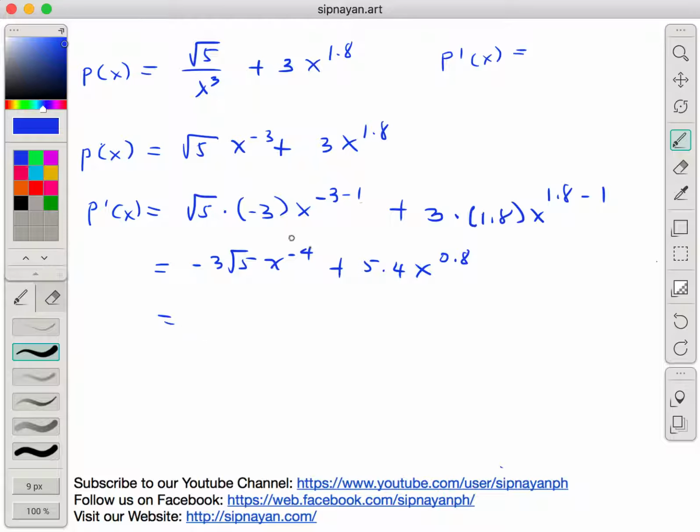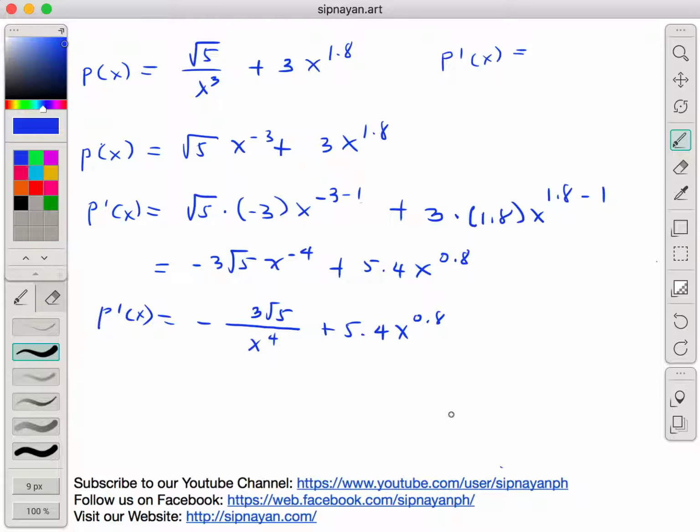Simplify. We have a negative exponent. Dito wala. So, babalik natin to. Para maging positive siya, babalik natin siya sa baba. Gagawin natin siyang denominator. So, x to the 4th. Ang matitira sa taas ay 3 square root of 5. Andito yung negative natin. No? Pag may negative tayo dito, pwede na natin yung ilagay sa gitna. Then, plus 5.4 x to the 0.8. This is our derivative. Okay, so that's it.